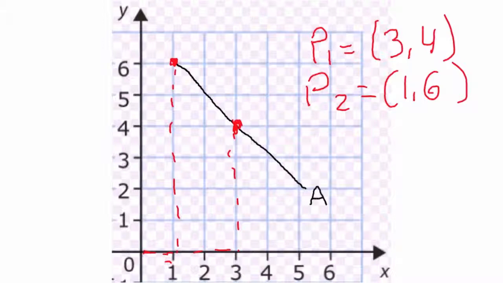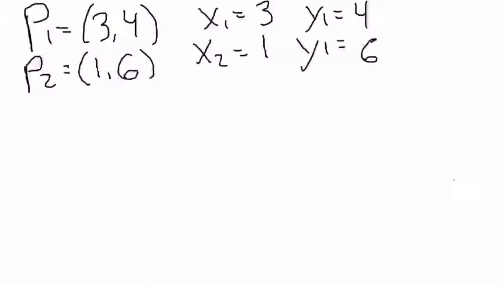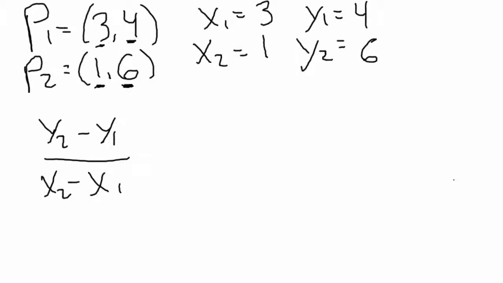So now we have our 2 points, and we can put it in our equation in order to find the slope. Okay, so I took the points that we got off the line, and I wrote them down in this format. P1 equals 3, 4, and P2 equals 1, 6. Now, we're going to place the numbers in the equation y2 minus y1 over x2 minus x1.